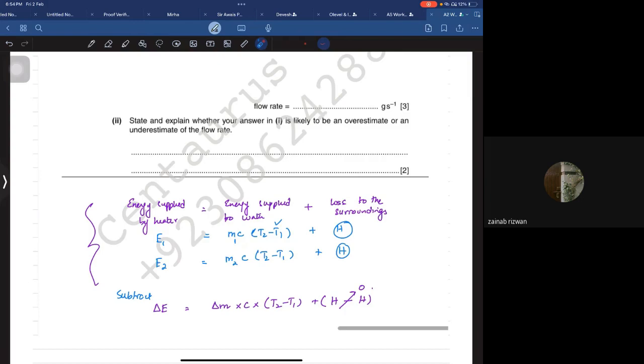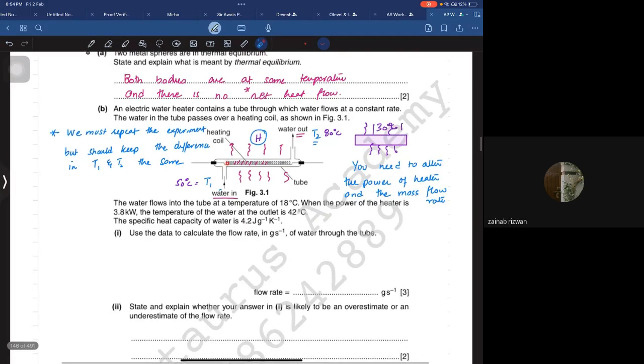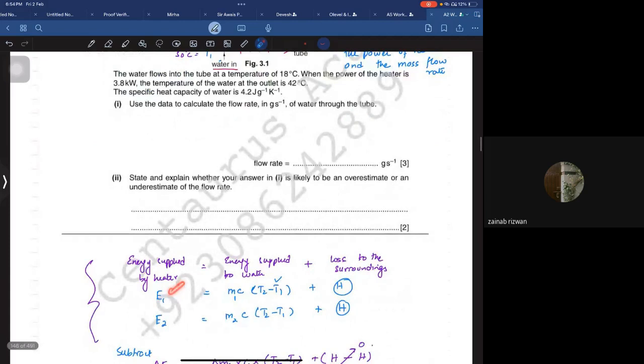So what I'm saying is, Salma, let's suppose you turn on the heater at a certain energy. Okay, let's call this energy one. You let m1 amount of mass of water flow through it. So the energy that you supply to the water will also go into the surroundings. Now this heat loss to the surroundings basically depends on how much temperature change there is. Do you understand that?